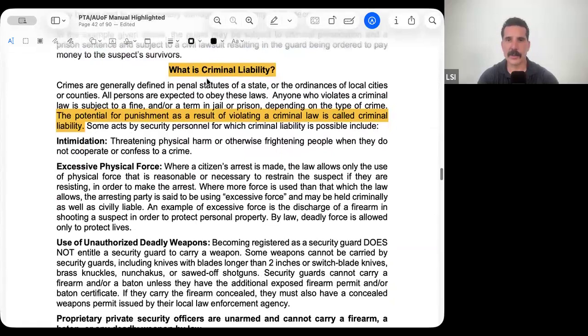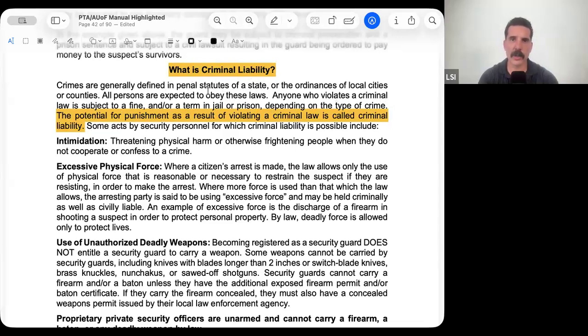All right. And then it continues to the next heading where it says, what is criminal liability? Highlight that heading. Then it starts, crimes are generally defined in penal statutes of a state or the ordinances of local cities or counties. All persons are expected to obey these laws. Anyone who violates a criminal law is subject to a fine and or term in jail or prison depending on the type of crime. So criminal liability is where you may have to pay a fine and or spend time in jail or prison, as opposed to a civil suit where they're just seeking money for damages.